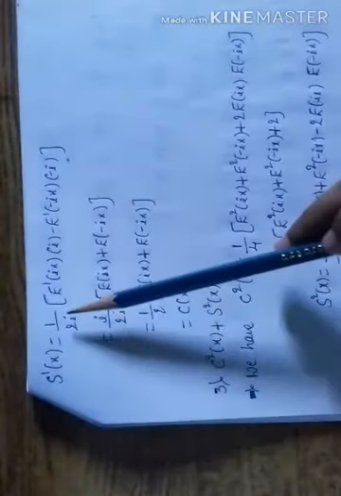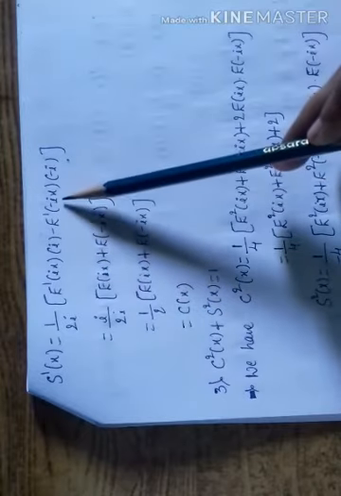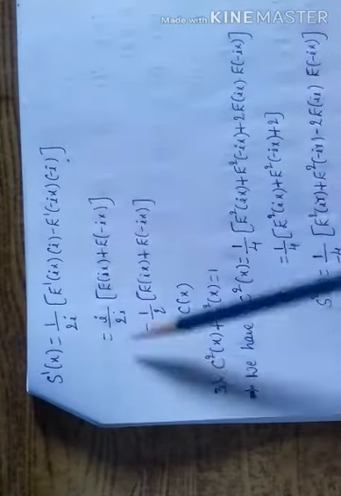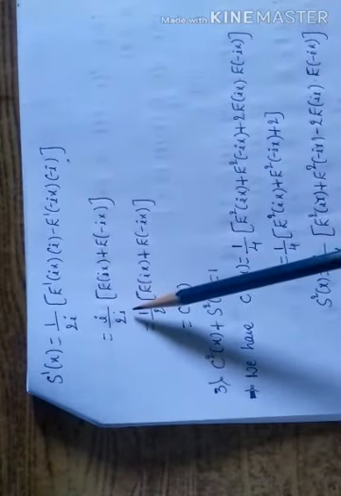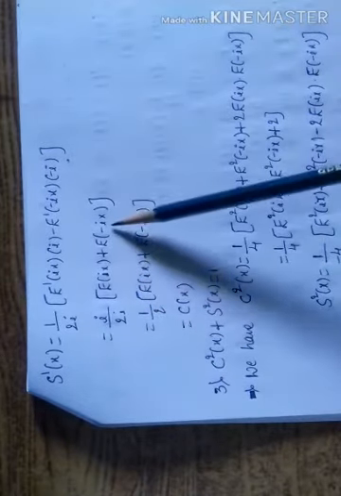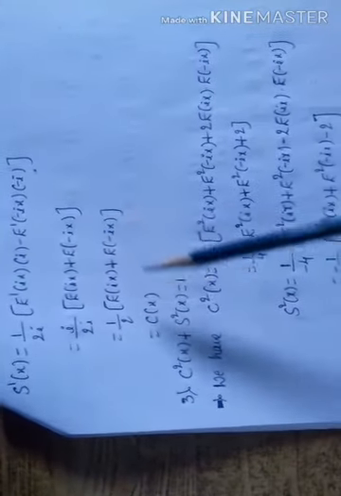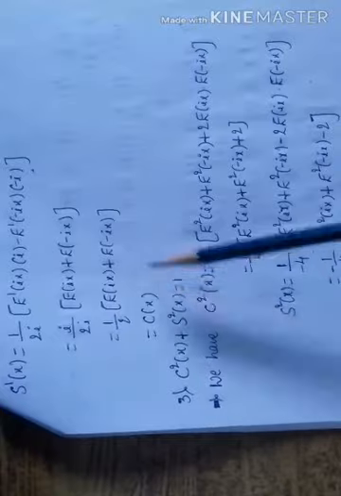S'(x) = 1/(2i) (e'(ix) times i − e'(−ix) times −i). This is equal to i/(2i), since we have taken i outside, times (e^(ix) + e^(−ix)). The i cancels, and the remaining value is C(x).